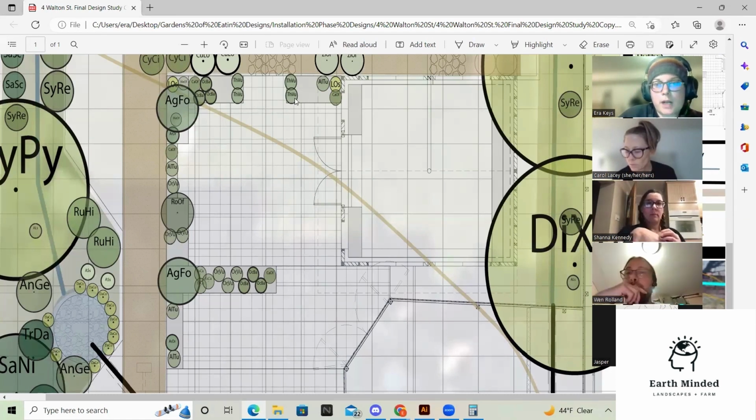What you can see in these boxes right here are actually raised beds, and all of these are filled with culinary herbs. The plants that I have designed in these beds are actually perennial culinary herbs, and I have left a considerable amount of space in these beds.